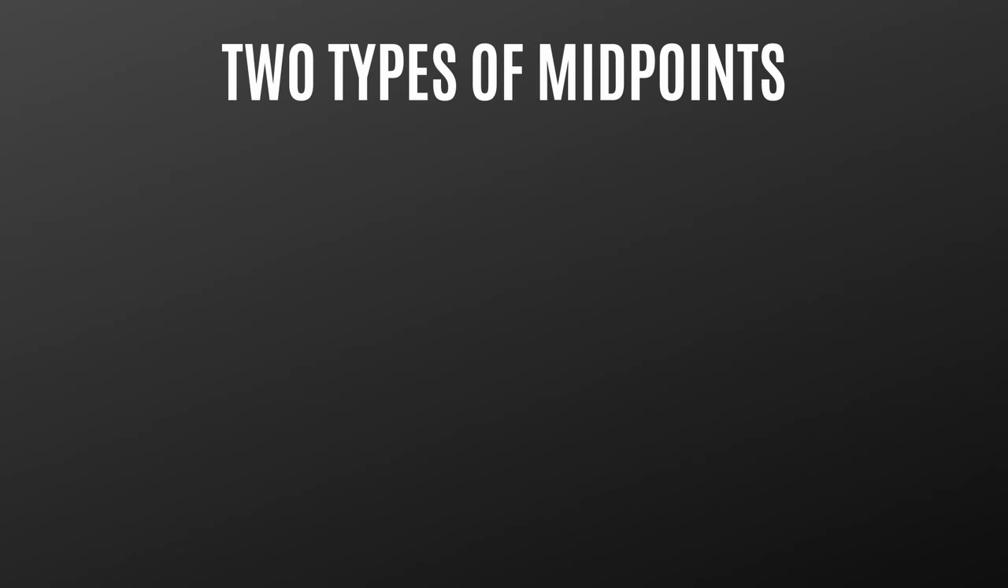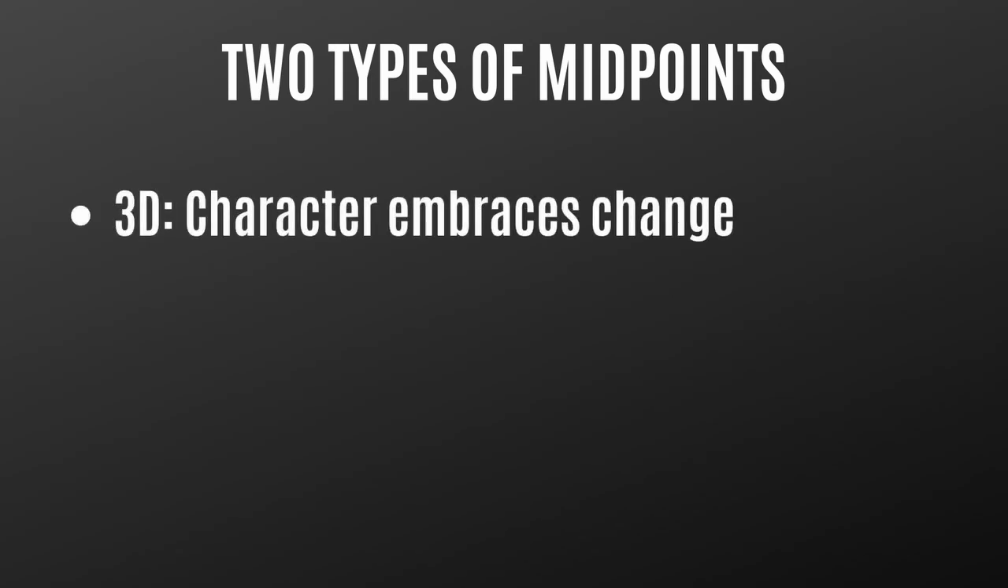Alright, now one last thing I want to talk about with this book is that there are 2 types of midpoints according to John York. He says that there are 3-dimensional midpoints and two-dimensional midpoints. Now, what a three-dimensional midpoint is, this is a midpoint where a character embraces change. A character begins to discover who they really are, they learn how to heal or destroy themselves at the midpoint, things like that. Not all stories will have a character who changes.